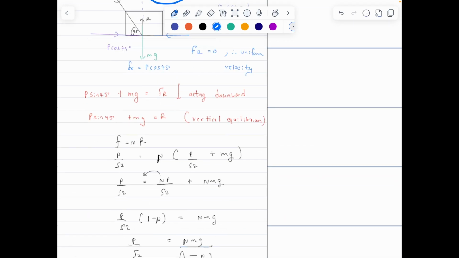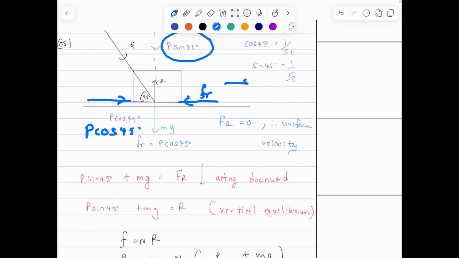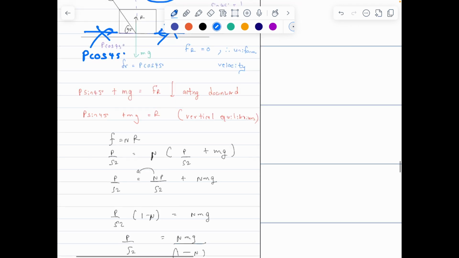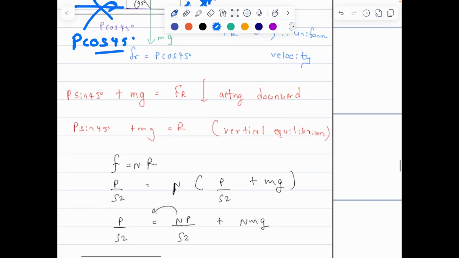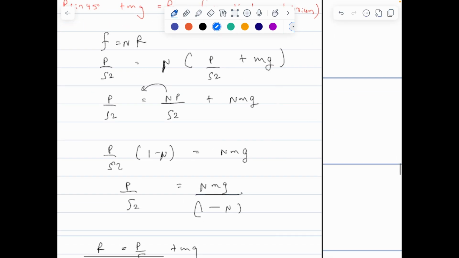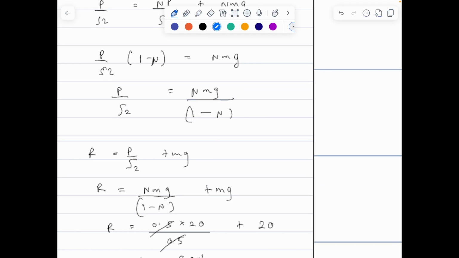Okay, so the frictional force, as we know, is also equal to the horizontal force. Right, frictional force backwards is also equal to the horizontal force P cos 45. Because the object goes at a constant velocity, these two forces have to cancel off. Alright. Now, F is equal to P over root 2, because cos 45 is 1 over root 2. P over root 2 equals mu into, what is the reaction now? P sin 45 is also P over root 2 plus the weight mg. So when you simplify this, you can see P over root 2 minus mu P over root 2. P over root 2 into 1 minus mu is equal to mu mg. P over root 2 is equal to mu mg over 1 minus mu.